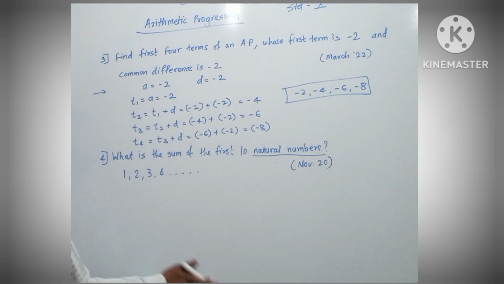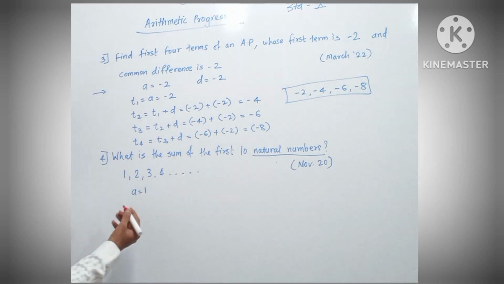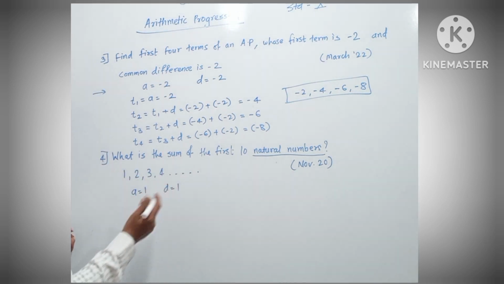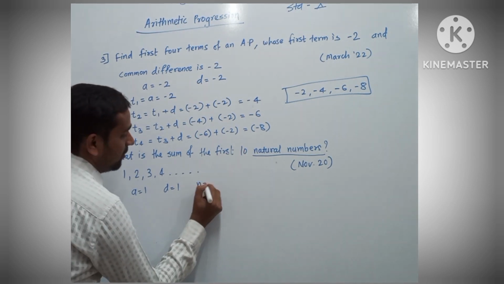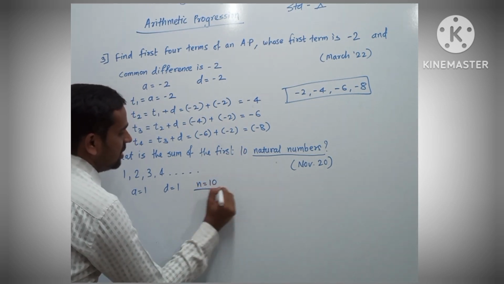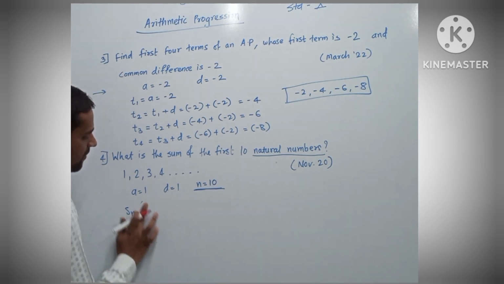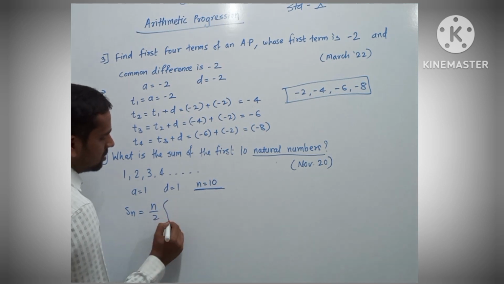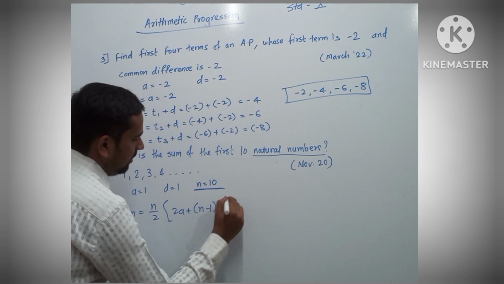So the first term of the natural numbers is what? A is equal to 1. And what is the common difference? We know D is also 1 because 2 minus 1 is 1. So we have to find the Sn of 10 natural numbers. Therefore n is equal to 10. This one is also important. Now what is the formula of Sn? Sn is equal to n upon 2 into bracket 2a plus n minus 1 d.